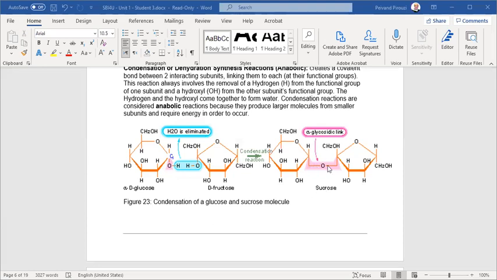And of course, when you are eating, sucrose is going to again undergo some transformation in the body, so that we'll be able to break down that alpha glycosidic link, so that we will now have one molecule of fructose and one molecule of glucose, so that our body will be able to break down glucose and fructose in order to produce ATP.